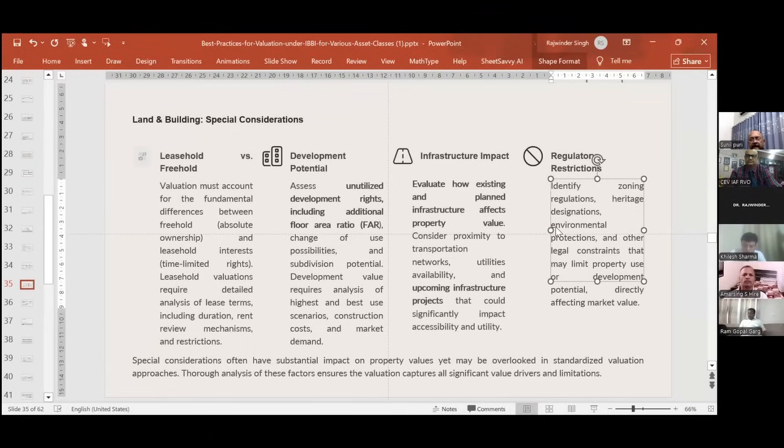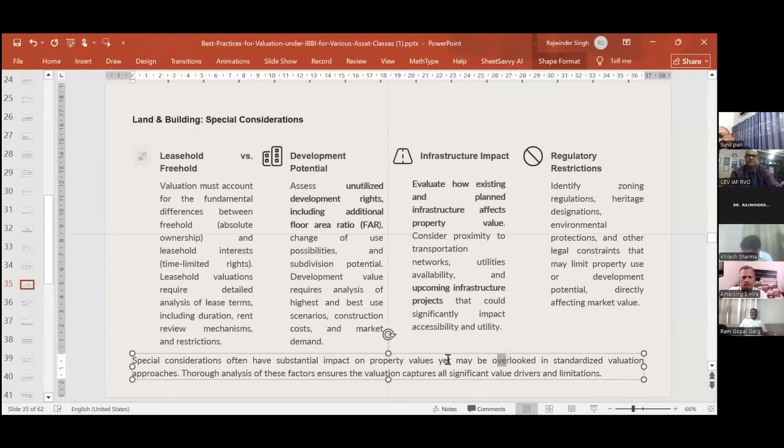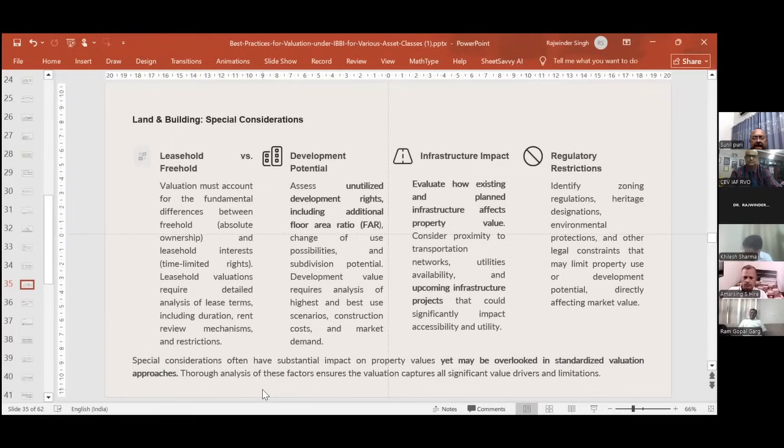So these are the special considerations. Mind it, these are very important for a land and building value to consider, and we generally ignore them. Special considerations often have substantial impact on the property value that may be overlooked in standard valuation approaches. So please never overlook these special considerations in your valuation approach. Thorough analysis of these factors ensures valuation captures all significant value drivers and regulations.